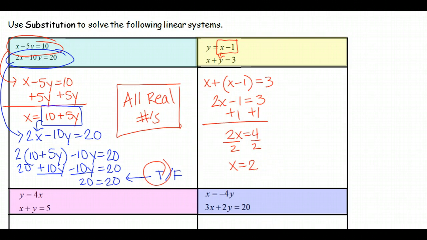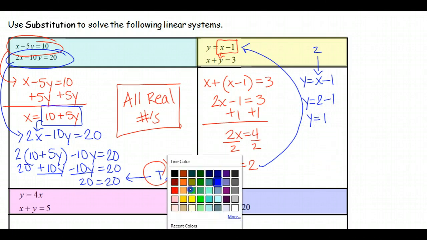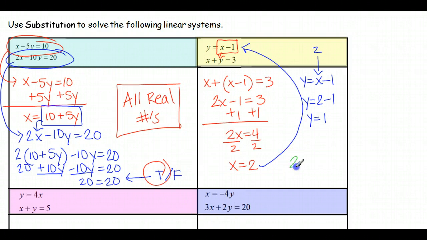Now we still have to find y, so we're going to take x, go back to the equation we started with, which in this case is y equals x minus 1, and now we know that x is 2, so we can plug that in. y equals 2 minus 1, so y has to equal 1. So the answer to this system is 2, 1 as an ordered pair.